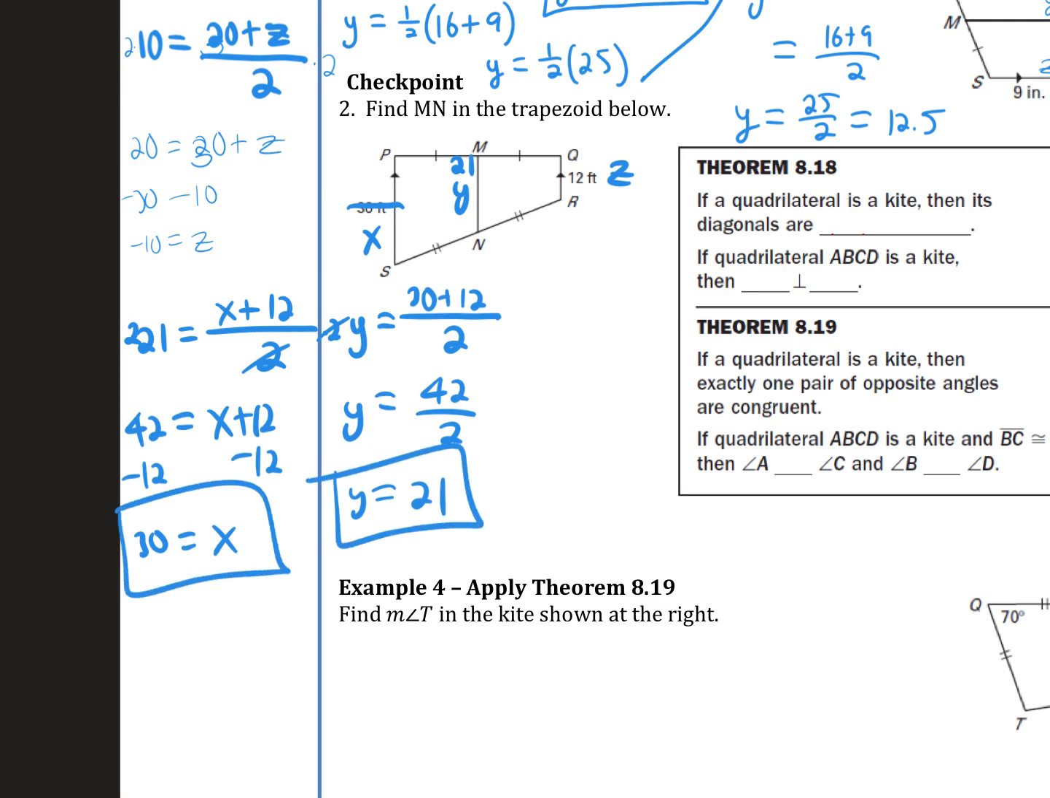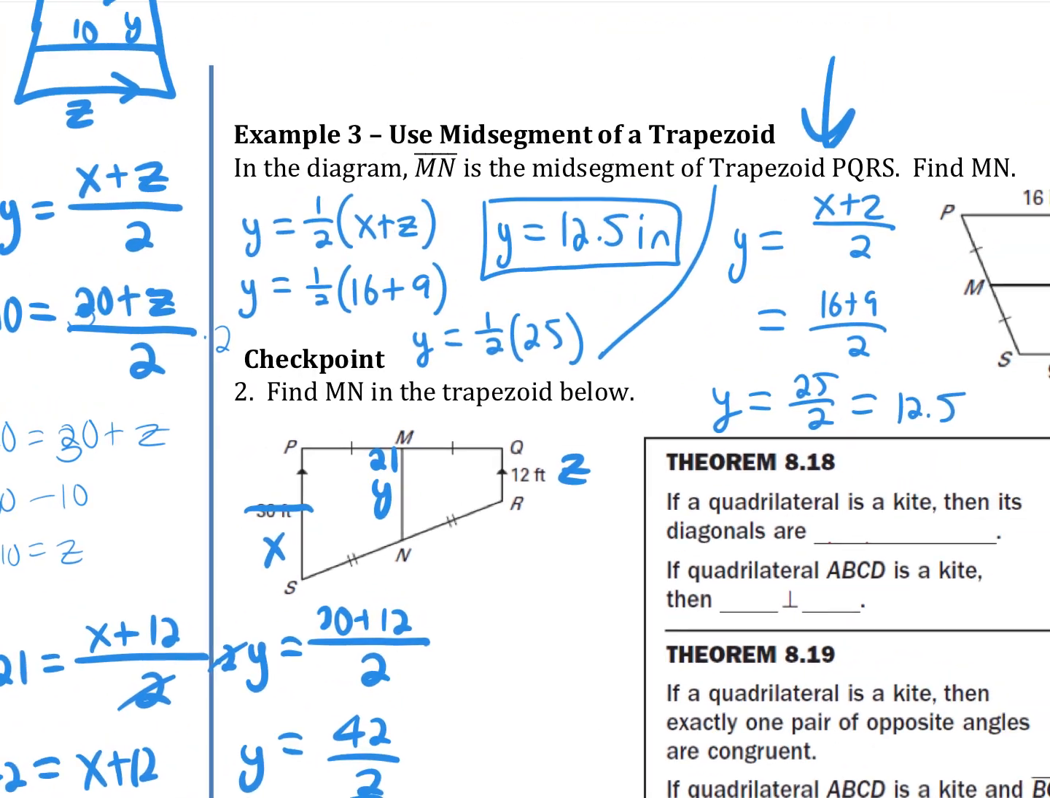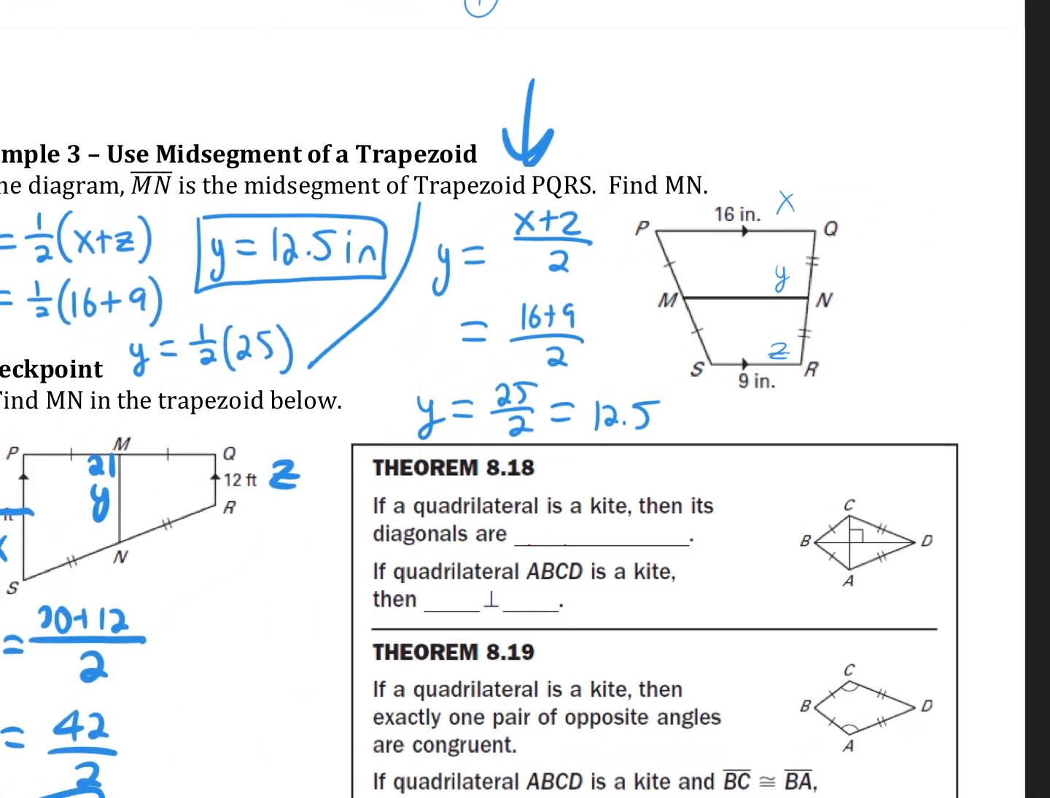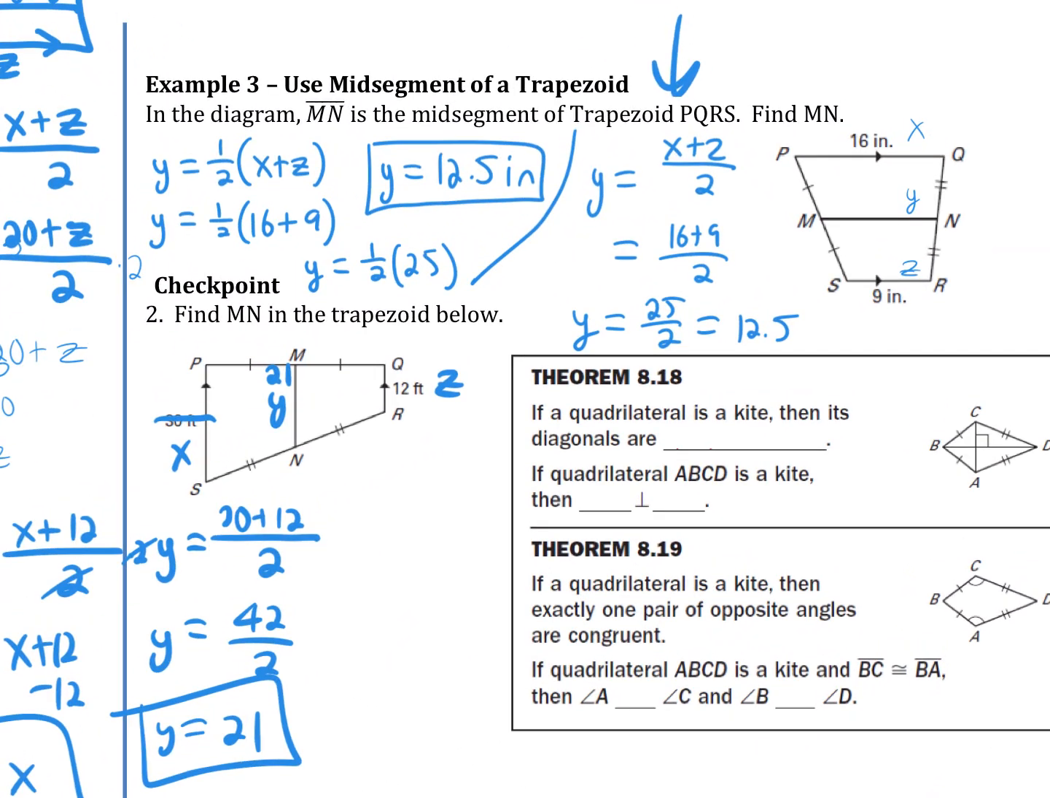So you can either look for the mid-segment or you can look for a base using this, okay? I also don't know if you noticed this, but this is kind of a pattern here, right? The difference between the base and the mid-segment, and the mid-segment to the other base, is going to be the same, right?